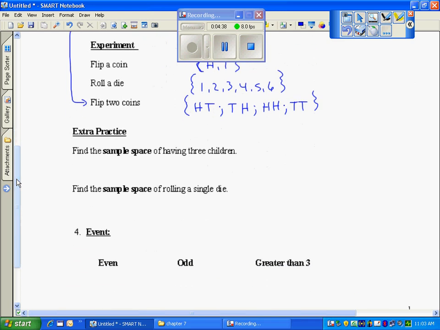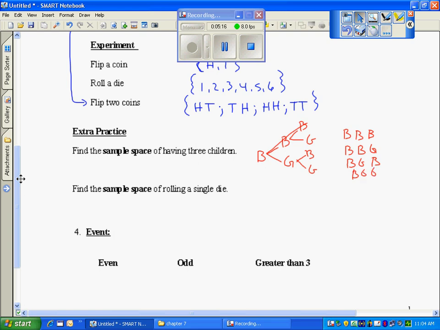So let's find the sample space of having 3 children. The easiest way I think to do this is to say my first child, I define what it's going to be. After my first child, I could either have a boy or a girl. My third child could have been a boy or a girl. So if you look here, you have the different outcomes, which would be boy, boy, boy, from this top branch, boy, boy, girl from the branch below, boy, girl, boy, or boy, girl, girl.